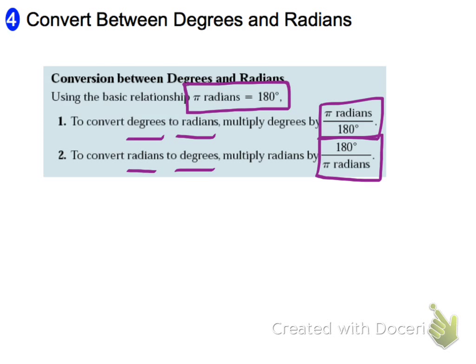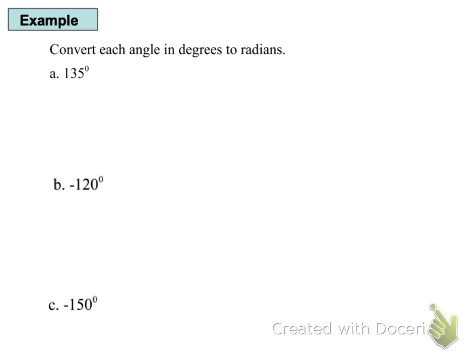If I have radians, I want to get rid of the pi, so that's why it's in the bottom. And that's the trick that I use to help me. So let's go ahead and take a look at a couple examples. Here's the first one, 135 degrees, and I want to convert this from degrees to radians. Remember, the rule says we're going to multiply by pi over 180.